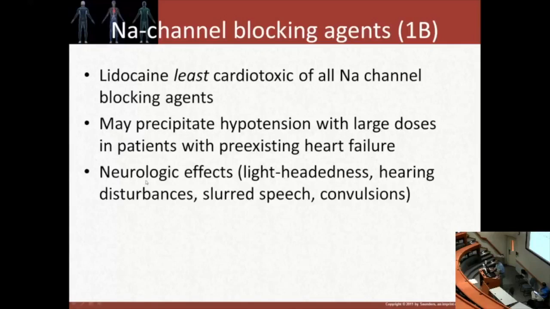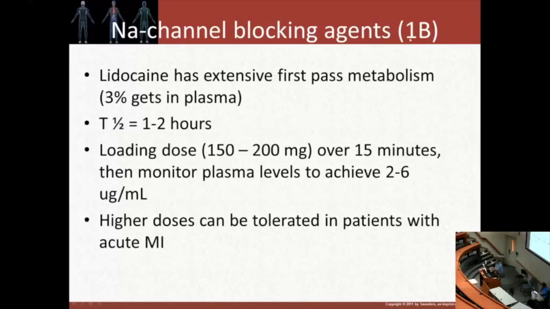Okay, there will be some neurologic effects, but again, this isn't a drug that they're going to be on for 6 days. They'll be on it for 5 or 6 hours until they're stabilized. There will be some maybe neurologic effects. So anywhere from lightheadedness to maybe hearing disturbances, all the way to convulsions. So the side effect profile is quite wide. And it's all stemming from sodium channel blockade.